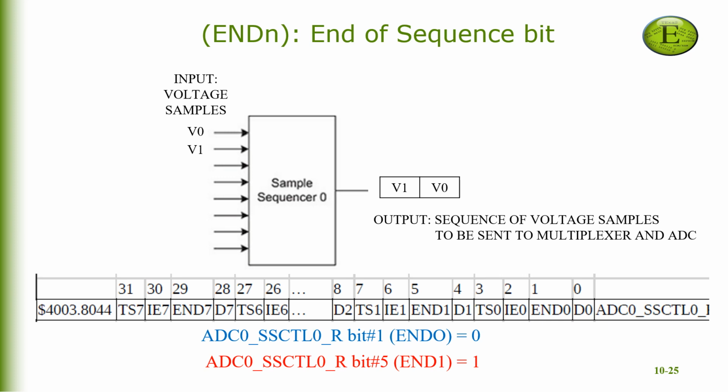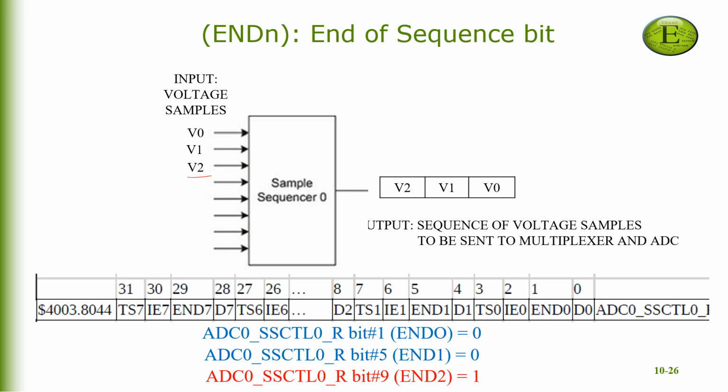If, however, we are utilizing 2 of the input channels of the sample sequencer 0, then the output sequence will look like this. And in this case, V1 is the last sample in the sequence, and that is the input number 2. So in that case, we are going to look at the control bits corresponding to the second input. So this is input number 1, the second input, and here we find END1. So we're going to make the END1 bit equal to 1 and END0 equal to 0, signifying that the voltage sample available at the second input, which is input number 1, is the last sample.